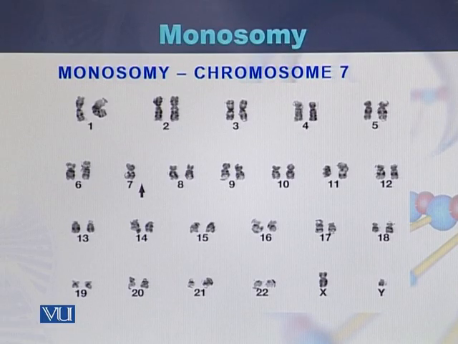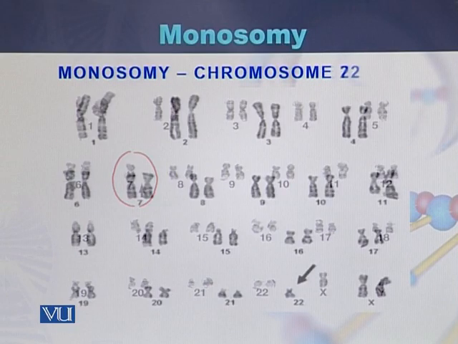This is the karyogram which represents that there is monosomy. We see that all the chromosomes are in homologous form except chromosome 7. In case of chromosome 7, there is a single chromosome. So due to loss of one chromosome, the phenomenon is called monosomy.